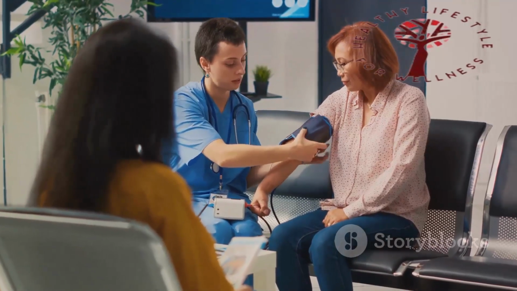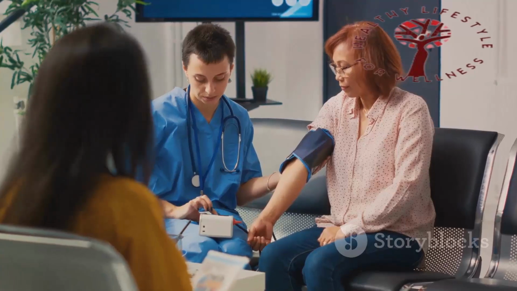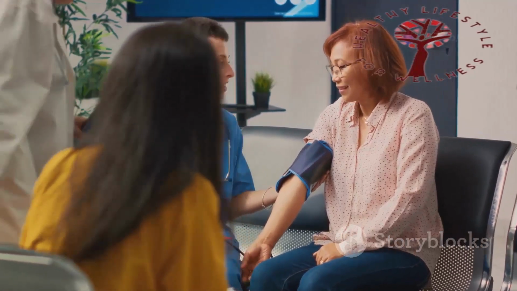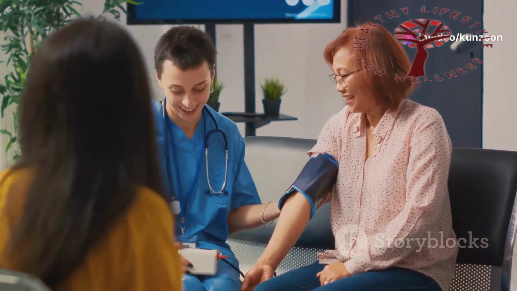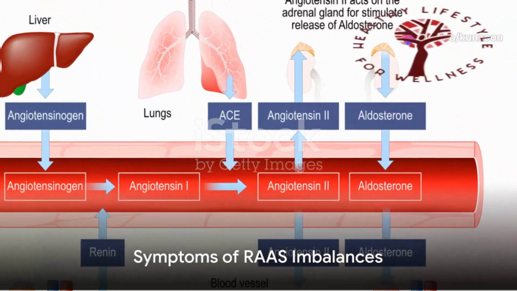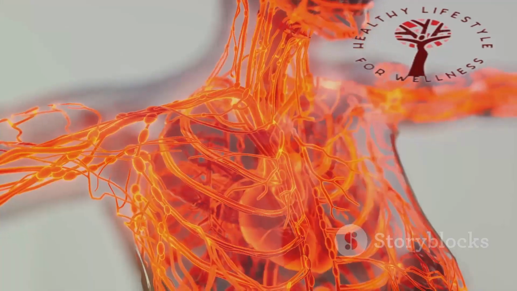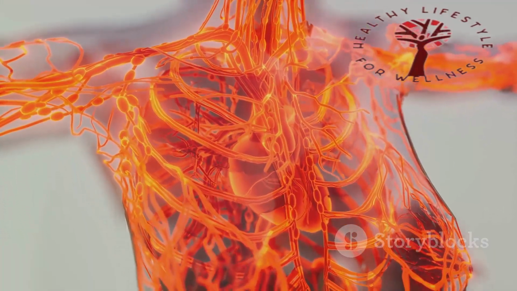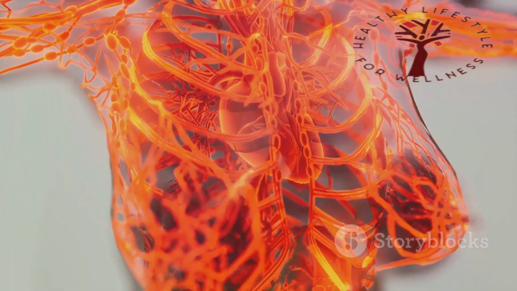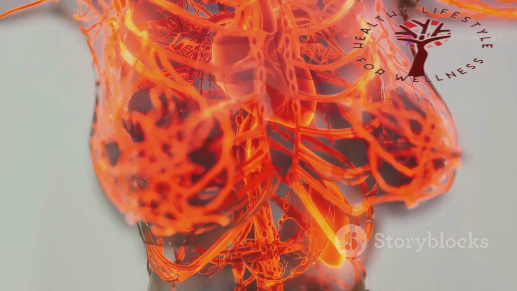It ensures that vital physiological functions are adequately supported and helps the body respond effectively to various internal and external challenges. Imbalances in the Renin-Angiotensin-Aldosterone system, RAAS, can lead to various symptoms and medical conditions. These symptoms can vary depending on whether the RAAS is overactive or underactive.